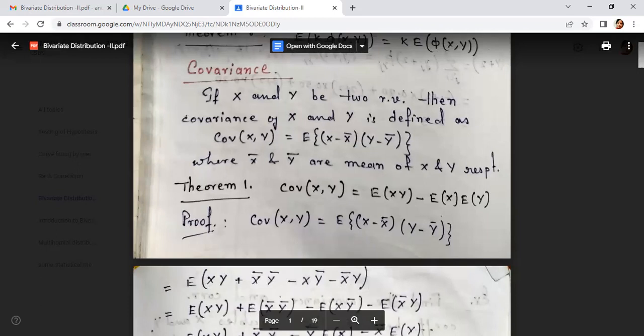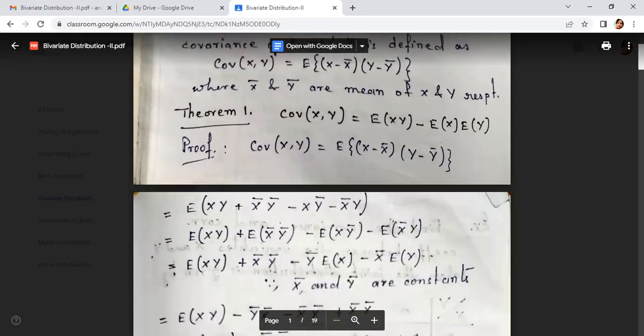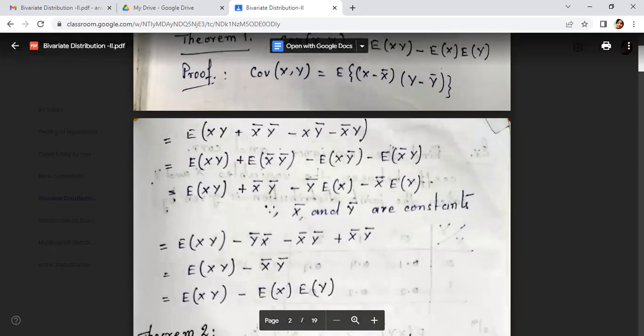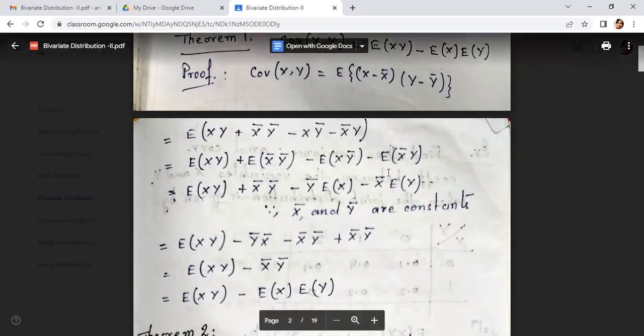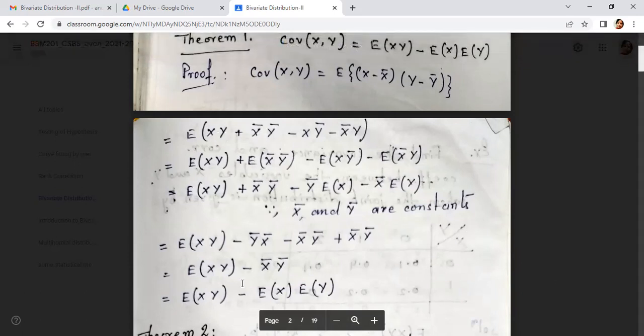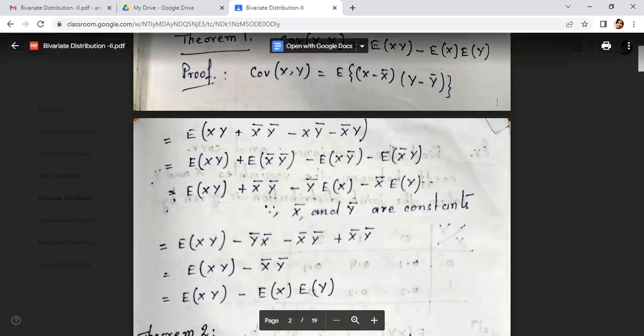We can go through the proof as well. The covariance of XY by definition is the expectation of (X minus X bar)(Y minus Y bar). If I remove the bracket, we will have XY plus X bar Y bar minus X Y bar minus X bar Y. Taking expectation throughout and simplifying, we get E(XY) minus E(X)E(Y). So this is one of the modified forms of covariance.